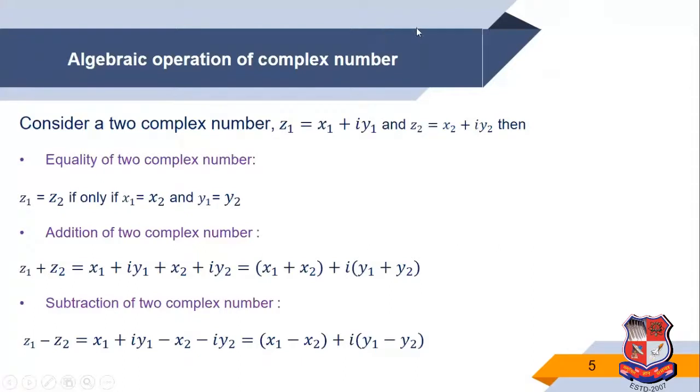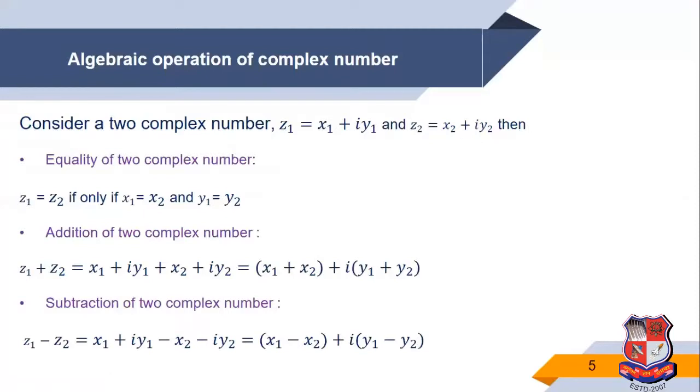Now algebraic operations of complex numbers. In this slide we discuss, if two complex numbers are given, how to add both, how to multiply both, how to subtract both, how to divide both, and how to equate both. So consider two complex numbers, z1 is equal to x1 plus iy1 and z2 is equal to x2 plus iy2.